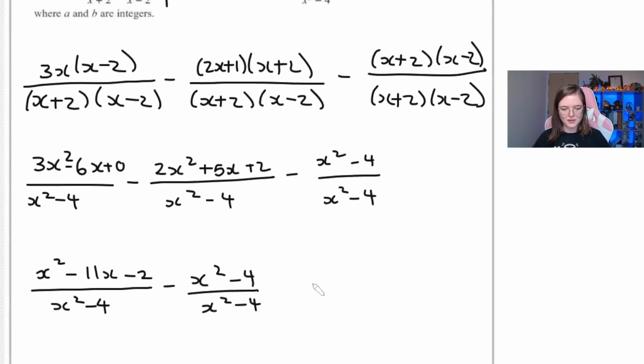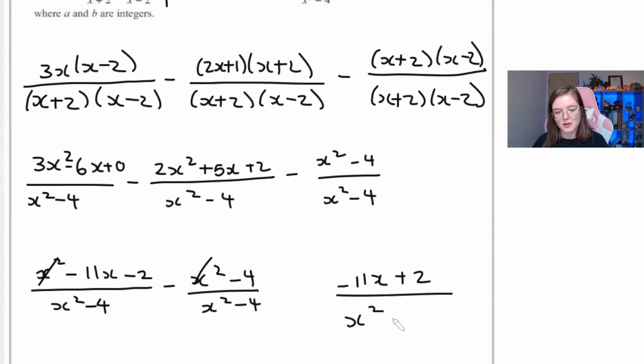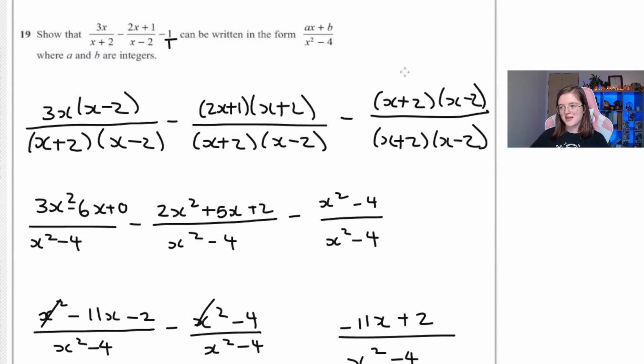Shuffle it downwards. Take this away, x squared minus x squared, they disappear. Minus 11x, take away nothing, is minus 11x. And then minus 2 minus minus 4 is minus 2 plus 4, which is plus 2 over x squared minus 4. Therefore, A, which I referenced up here, is minus 11, and B is 2.